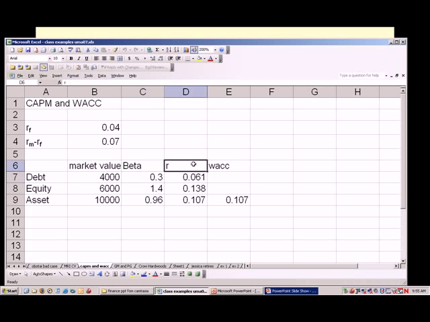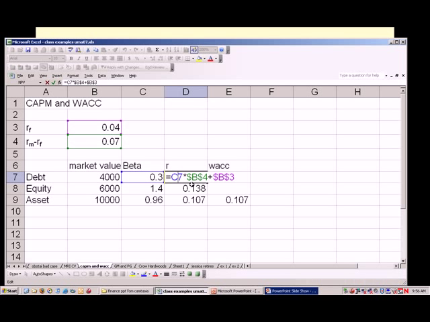Now, to get the required return on debt, equity, and assets, we're going to be using the capital asset pricing model. So what I've done here is a calculation using the capital asset pricing model to determine the interest rate on debt. Let me double click it to show you the formula.